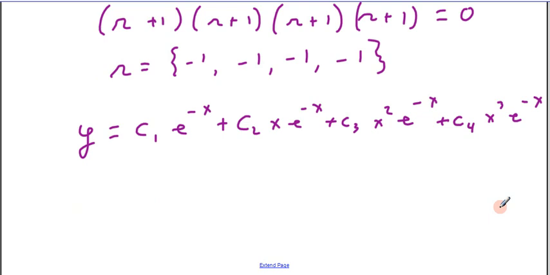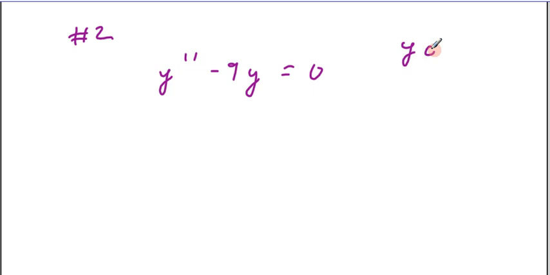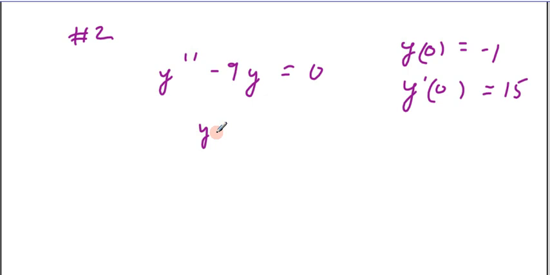And we see that problem number 2, we have y double prime minus 9y is equal to 0. We have y(0) is equal to minus 1. y prime (0) is equal to 15. And conveniently, they give us the answer as well. They give us that y1 is equal to e to the 3x. And y2 is equal to e to the minus 3x.